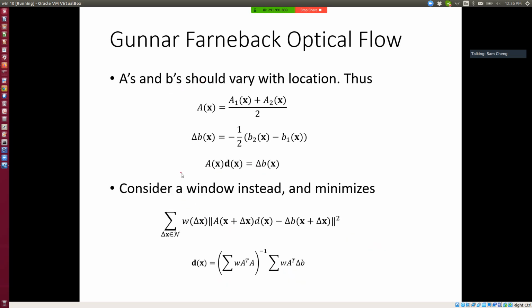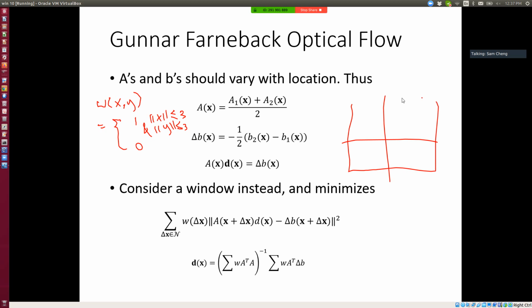I don't know why. So anyway, for the windows, I can define this W. Let's say W(x,y) is equal to 1 if x is less than or equal to 3 and y is less than or equal to 3, and 0 otherwise. This will give me a window of 7 by 7 or something like that, right? Yeah. So this can be a window.